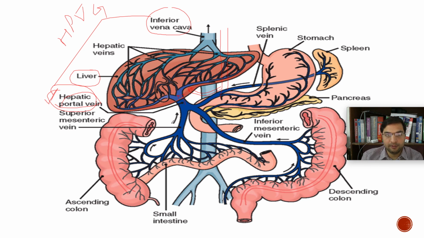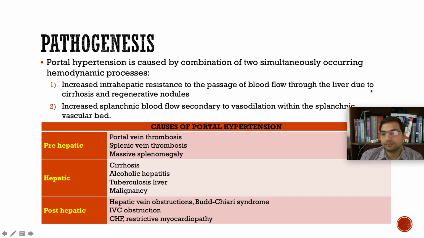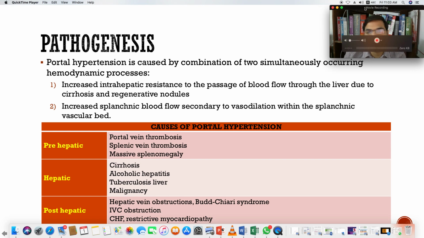So whenever the portal vein has more pressure, what will happen? The normal blood flow is from here to here. You can see the normal blood flowing from the inferior mesenteric vein to the portal vein and to the liver. Whenever there is portal hypertension, the normal flow will be obstructed and there will be a backflow. There will be a pathological backflow of blood. So what will that do? Pathogenesis.